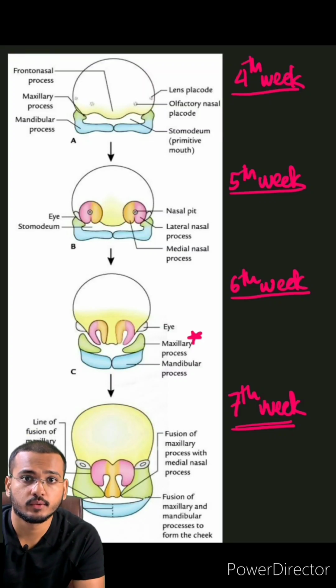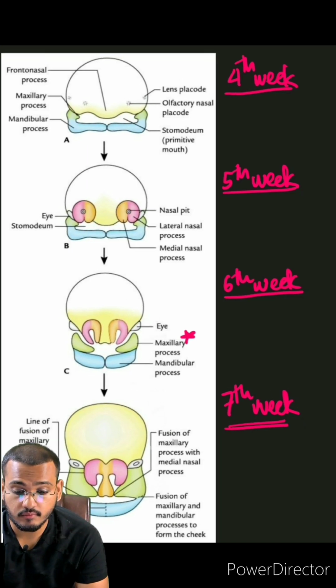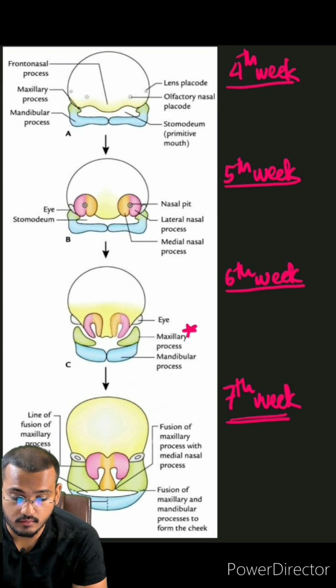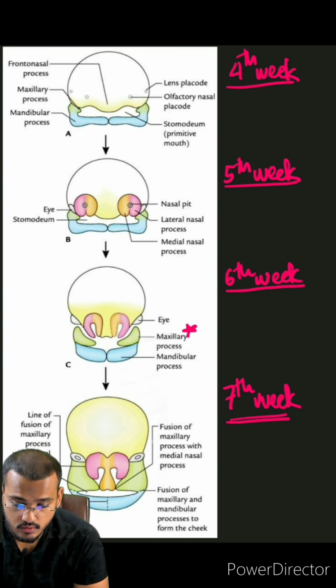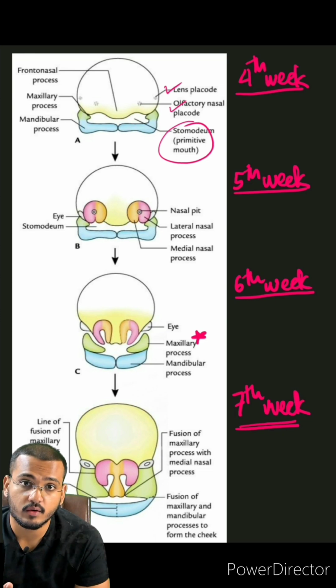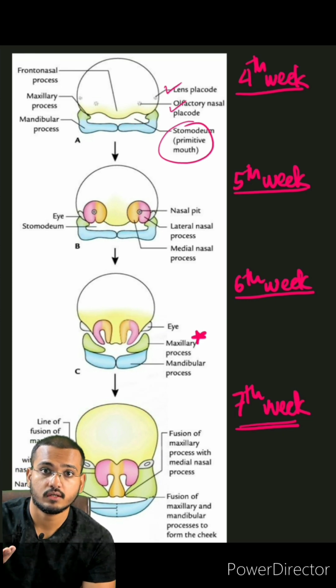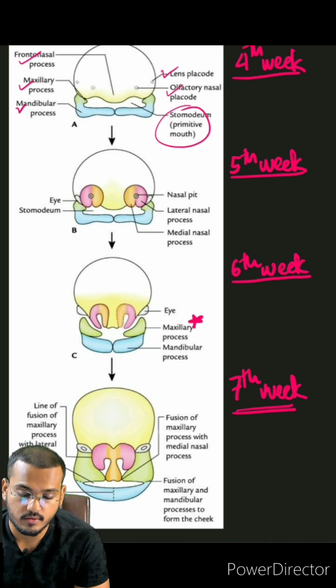So guys, let's learn today about development of face. We need to know that from fourth week we can appreciate that the face is forming. So in the fourth week, what happens is the formation of the lens placode, formation of the olfactory nasal placode, then stomatodium, which is a primitive mouth, which means in future it will become mouth. Then frontonasal process will be forming, and maxillary as well as mandibular process.